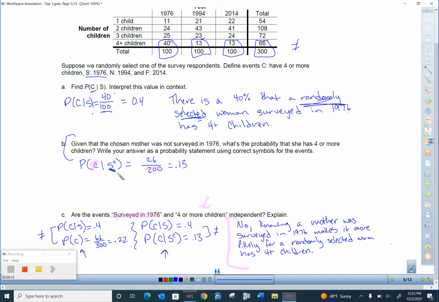I want to really emphasize what this says. All of these things have this C involved. Remember, C stands for 4 plus children. So we're saying that the probability of 4 plus children, no matter what my total is, whether it's looking at 1976, not 1976, or the total, meaning I don't restrict it at all, these should match if independent. But if we're not independent, they won't be equal.